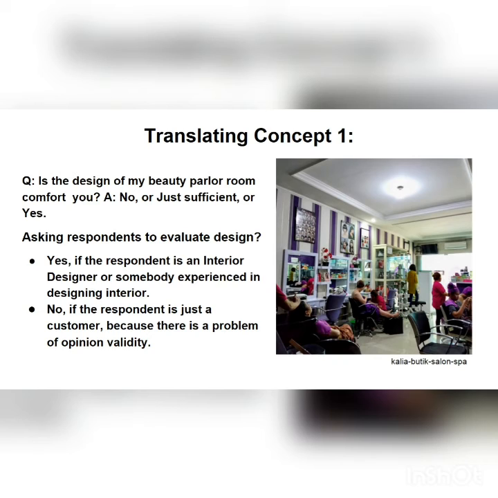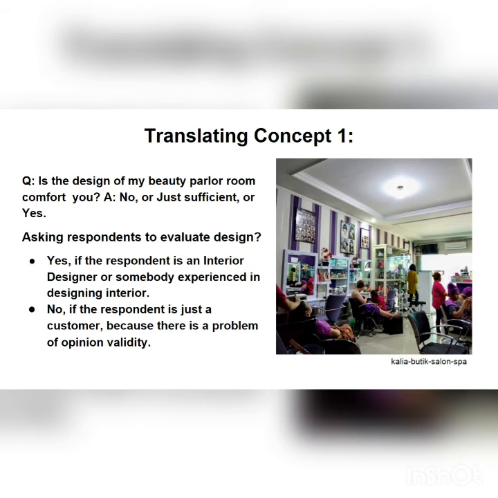In the example of translating concept number 1, if we confront a professional designer as an owner, the designer will react professionally. If we are wrong, the designer will explain. If we are right but the idea couldn't be implemented, the designer will explain. If we are right, the designer will accept. Could you ask respondents to help you design your beauty parlor? The answer is clear: no.